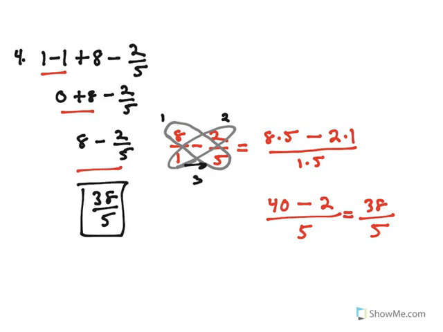Okay? All right. We should do another one here. Okay, so we have 2 divided by 8 times 8 minus 2.